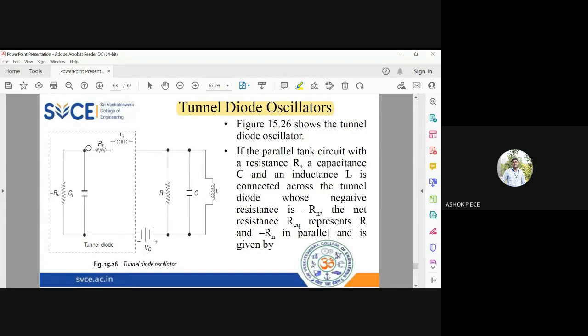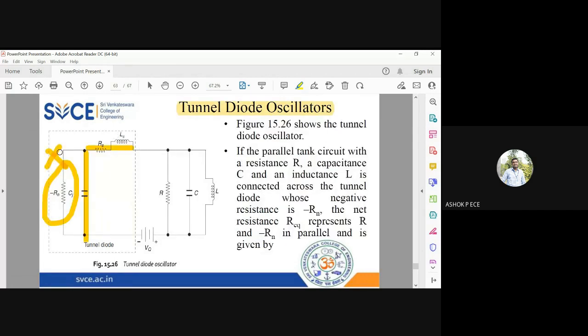You have R and RL in series, parallel to C, and this negative resistance will come if you are operating in the negative resistance region. Otherwise, this minus Rn will not come in the tunnel diode. Minus Rn will come only if you are operating the tunnel diode in the negative resistance region. So the equivalent circuit R equivalent will represent Rn parallel to minus Rn. So only two resistances are there.